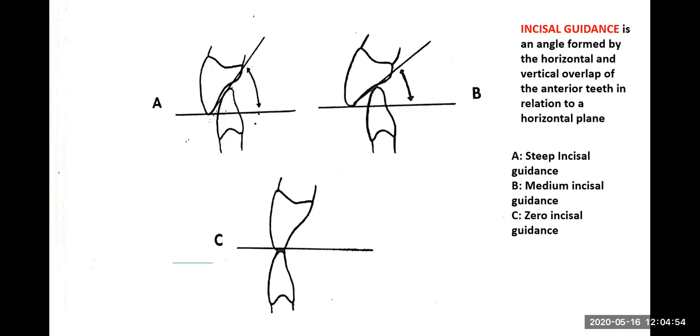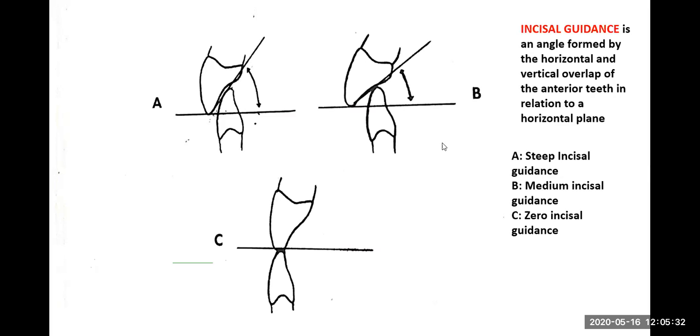So when it is so wide, when it is so low, so close, there are different occlusions that are guided by that. Now let us look at the third image, image C. Image C is showing us zero incisor guidance. In this case, there is no incisor guidance at all. In A, there is steep incisor guidance. In B, there's medium incisor guidance.